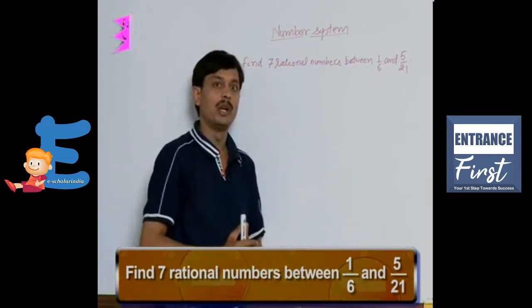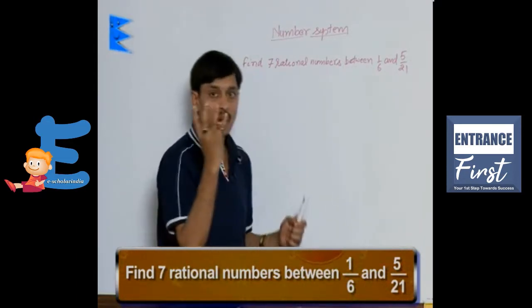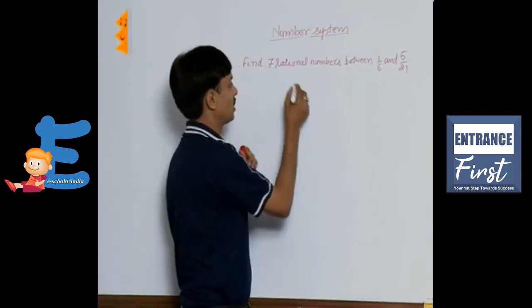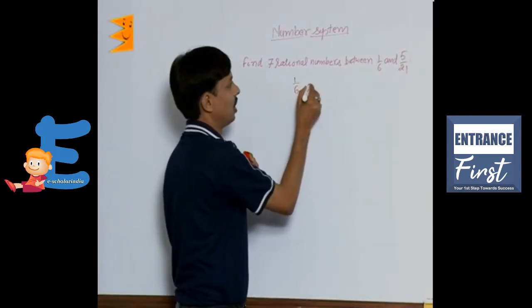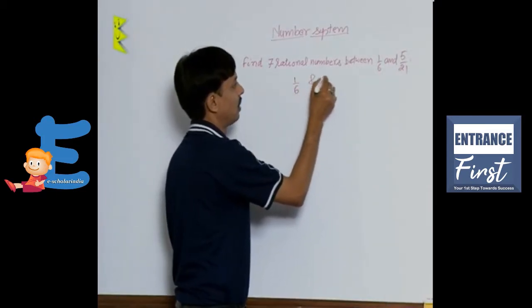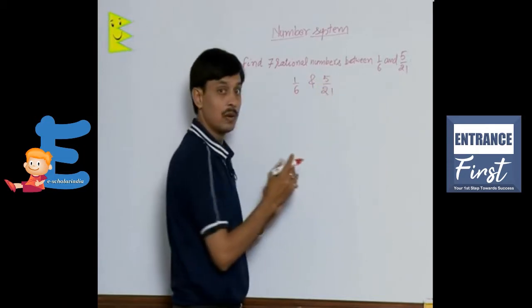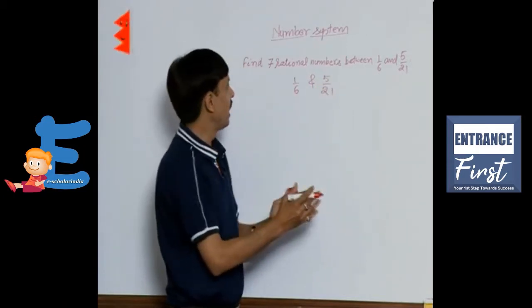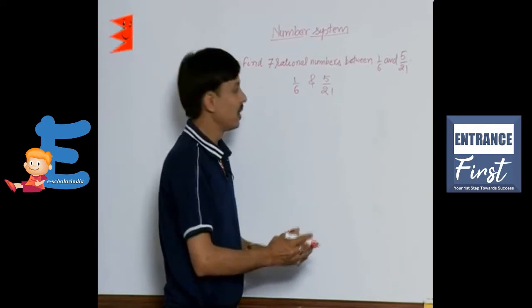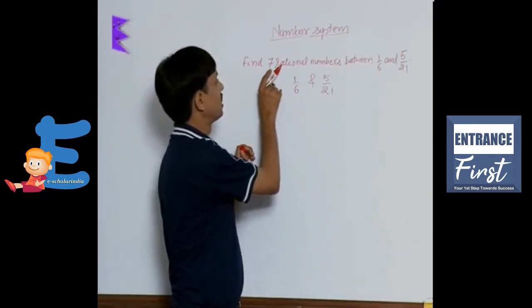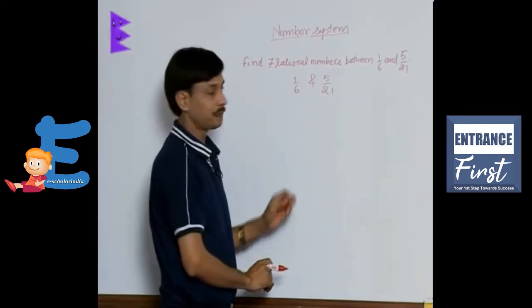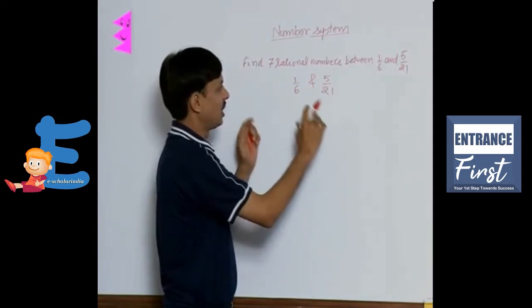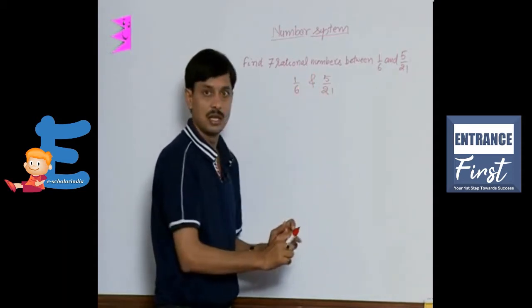and 5 by 21. We have two numbers. The first number is 1 by 6 and the second number is 5 by 21. What we actually need to do is find 7 rational numbers between this and this.